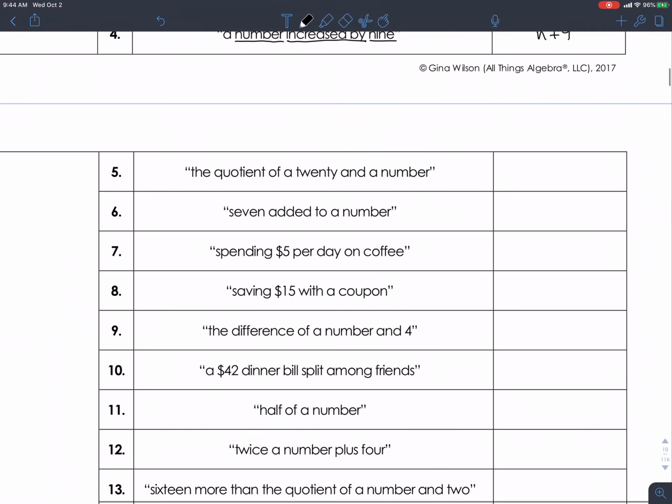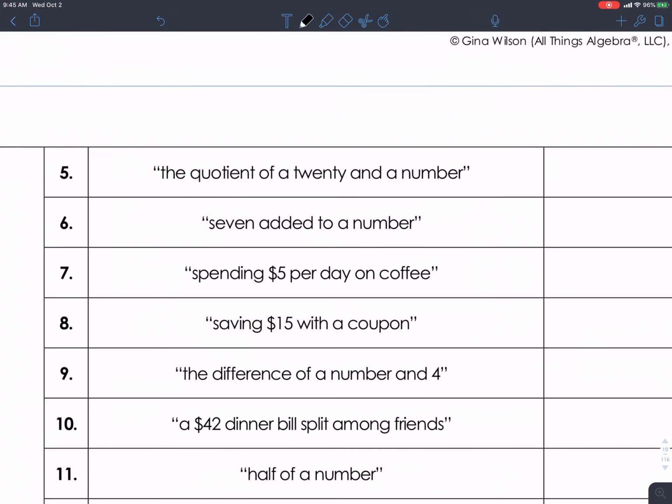So I'm going to give you some examples on 5, 6, and 7, and then I'll show you examples on 17 and 18. But I want you to do all the rest on your own. But let's break these down. The quotient, that's a big word. We know that's division of a 20 and a number. What is quotient is divide.